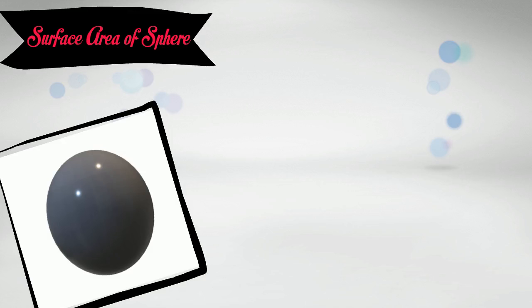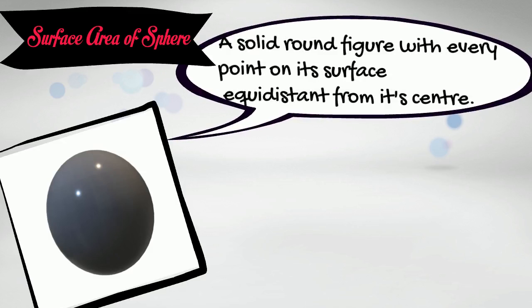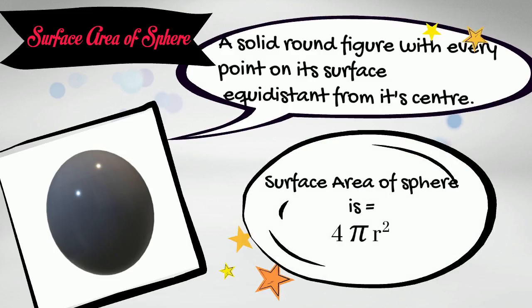Surface area of sphere. A solid round figure with every point on its surface equidistant from its center is known as a sphere. Surface area of sphere is 4 pi r square, where r is the radius of sphere.